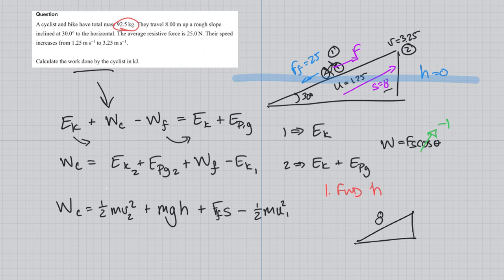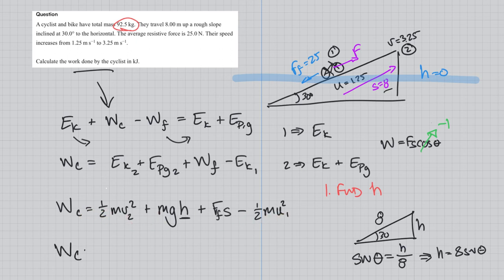We know we traveled up 8 meters. We know this angle here is 30, and we're trying to find h. So the sine of theta is going to be h divided by 8, or h equals 8 times the sine of 30, or sine of my angle. So I can plug that into that value there. Once I know everything else, I can simply plug and solve.